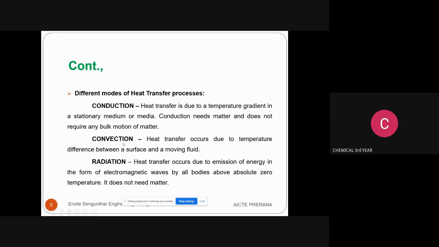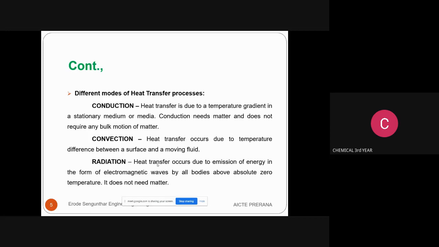So it is a combination process. Wherever the convection process is there, the conduction process will also be there. Okay, so we are mentioning a surface and a moving fluid. Then the last concept, radiation. Here also the heat transfer will occur, but due to the emission of energy in the form of electromagnetic waves by all kinds of bodies. All kinds of bodies, but the temperature should be above absolute zero. That body should be above the absolute zero temperature.